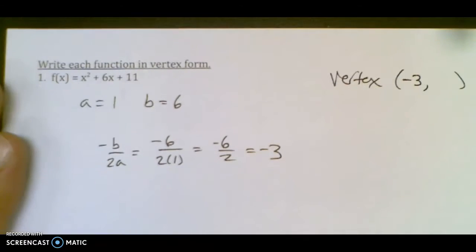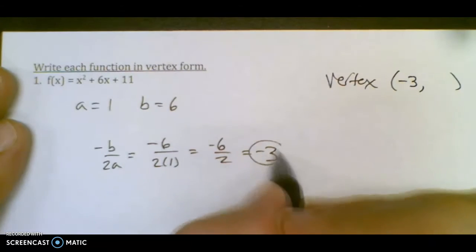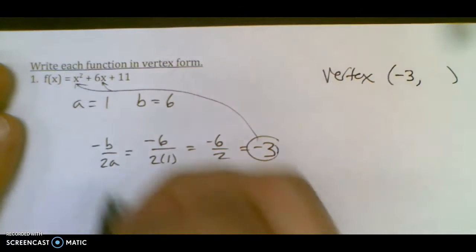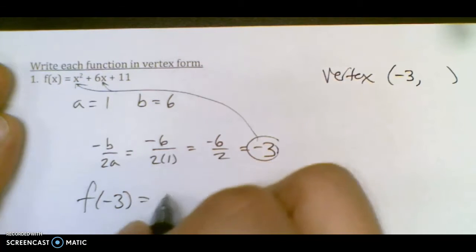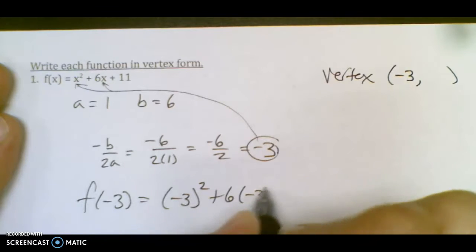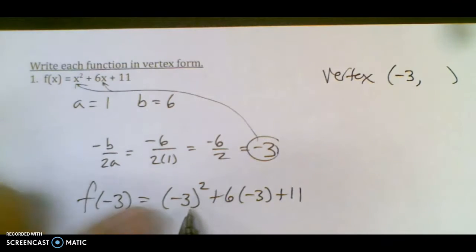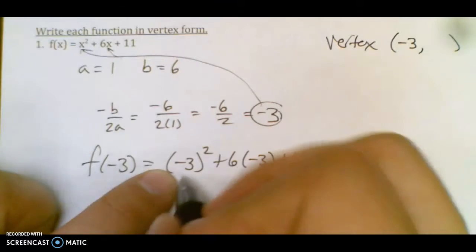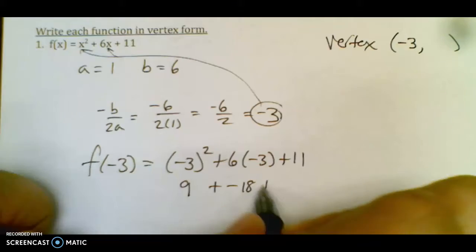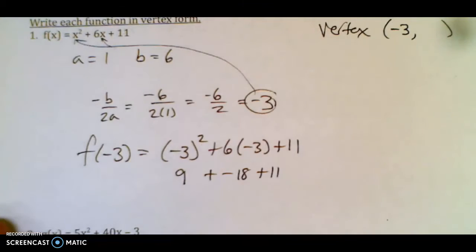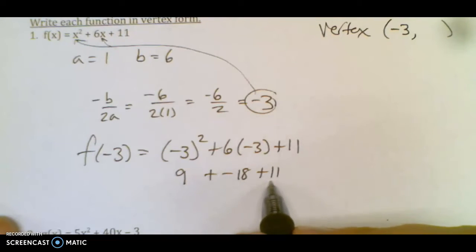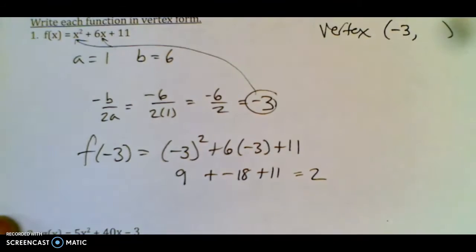What's the y part, you may ask? Well, all I have to do is take that negative 3 and plug it in there and there, and I will know. So f of negative 3 means take negative 3 squared plus 6 times negative 3 plus 11. Now put that in parentheses or you're going to get it wrong, because negative 3 squared is 9 plus negative 18 plus 11. So if I do 9 minus 18, I'm at negative 9, and negative 9 plus 11 is 2.